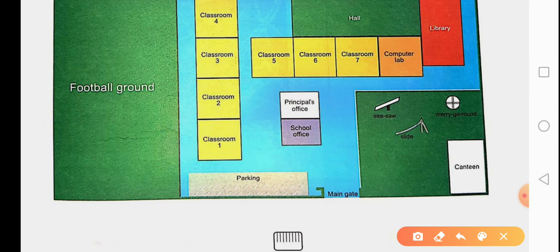You will take out your ruler and keep it onto the map, and then you will measure the distance between the principal's office and the main gate. For example, your ruler says that the distance is 10 centimeters. Now you have to multiply it by 10, because 1 centimeter equals 10 meters. So in reality it is going to be 100 meters away from the main gate. That is how the scale works.